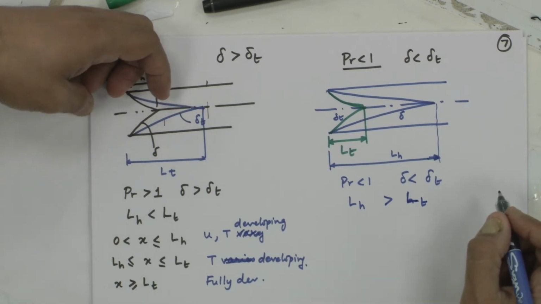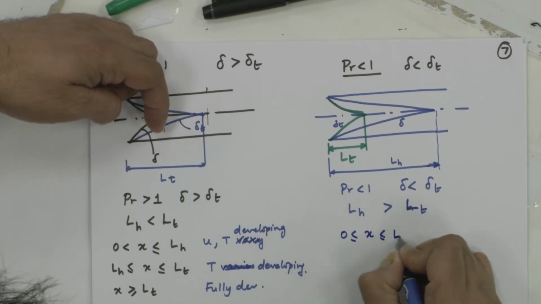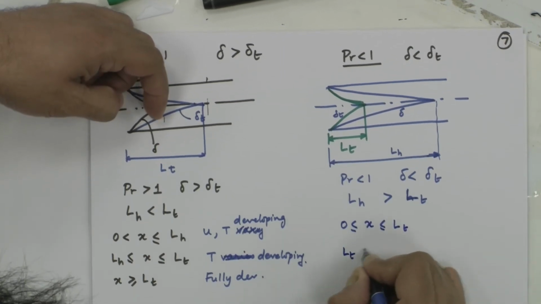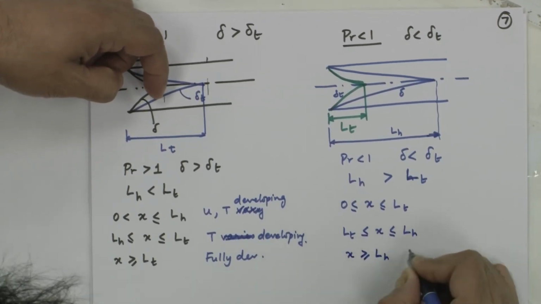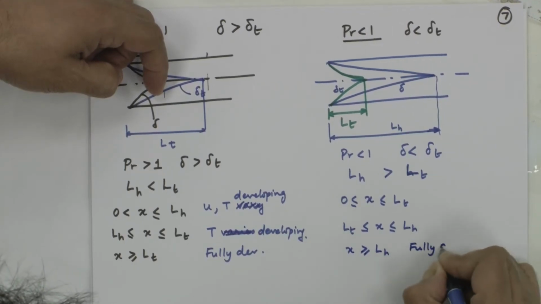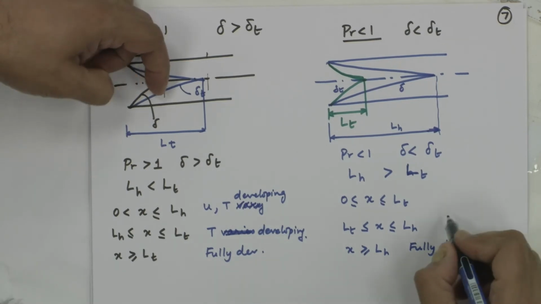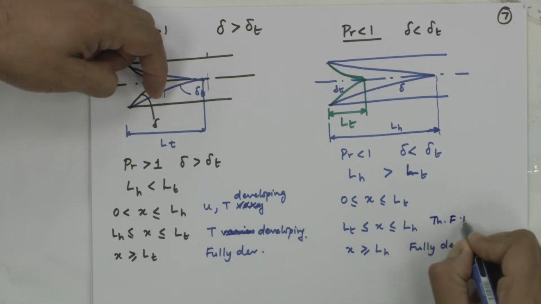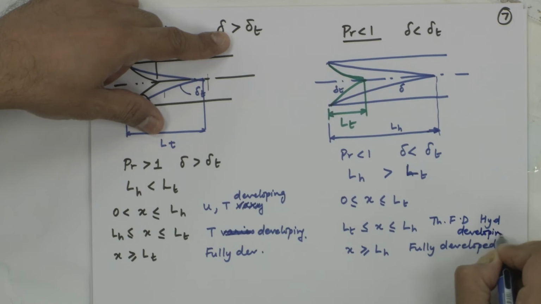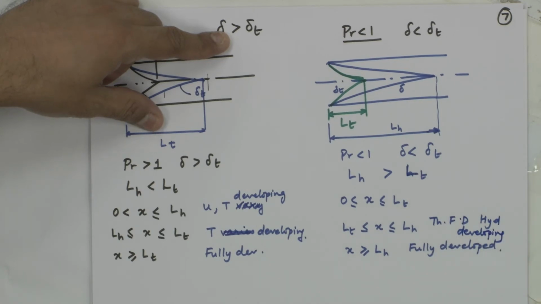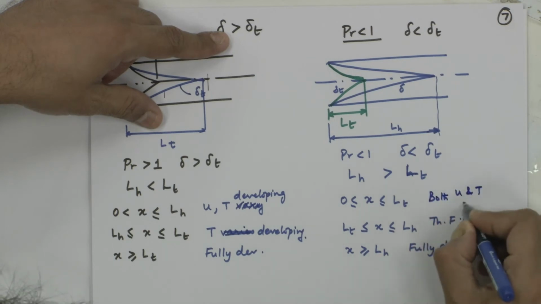LH is greater than LT, and if I have to split the region, I have to split it as 0 less than or equal to x less than or equal to LT, LT less than or equal to x less than or equal to LH, x greater than or equal to LH, fully developed both hydrodynamically and thermally. This is thermally fully developed, hydrodynamically developing, here, and this both U and T developing.